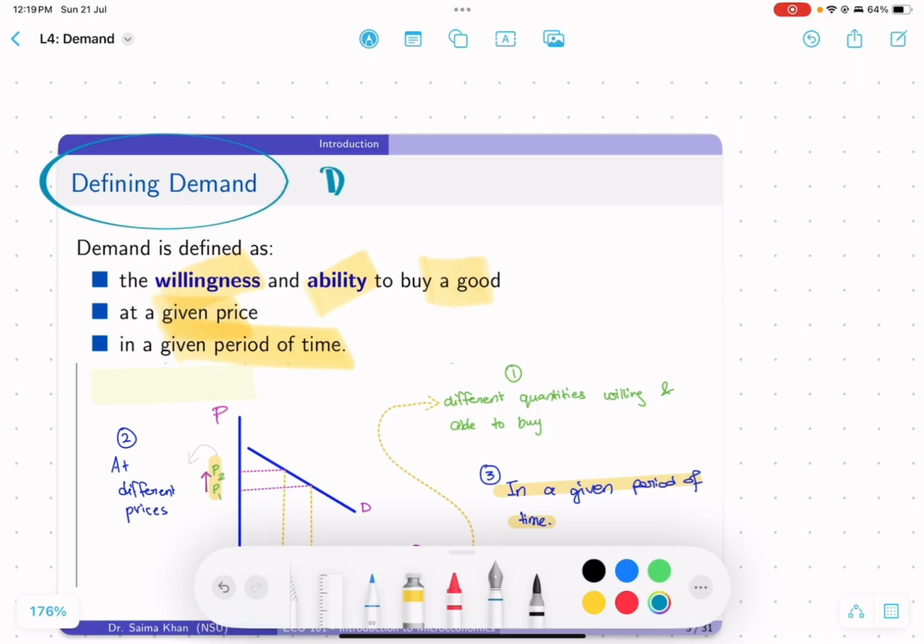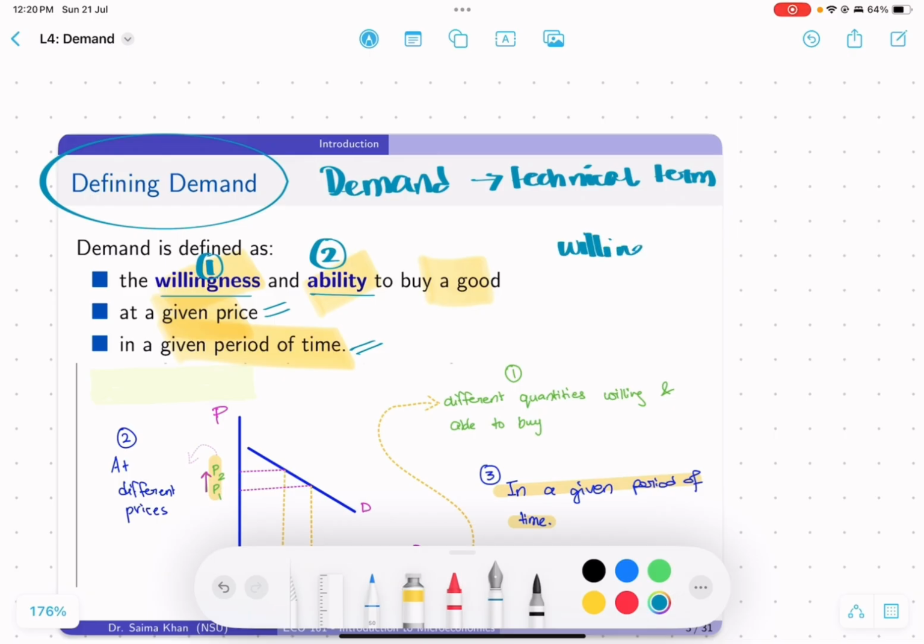Notice that demand in economics is actually a technical term. It's not the same as the term demand that we use in English or Bangla. Demand is a technical term which essentially means that one is said to have demand when they have the willingness, that's point number one, and the ability, that's point number two, to buy a good at a given price in a given period of time.